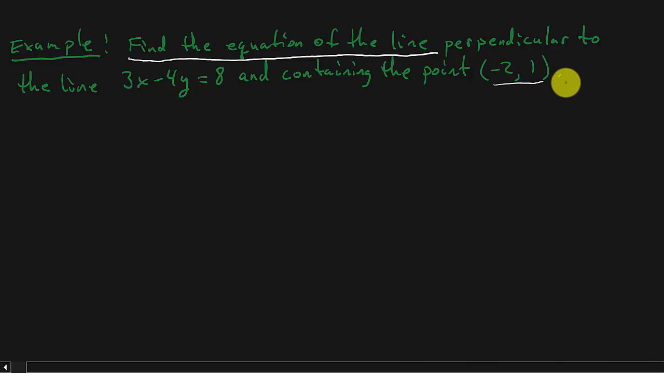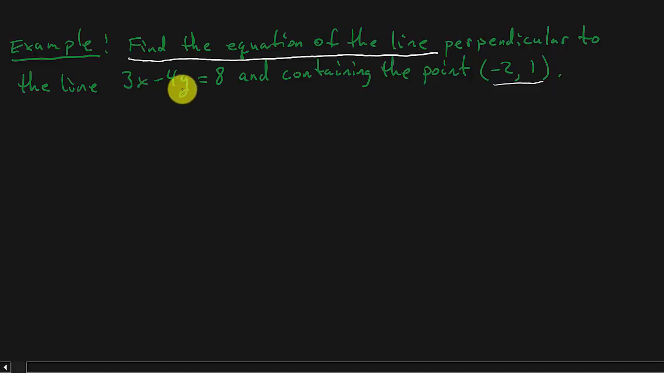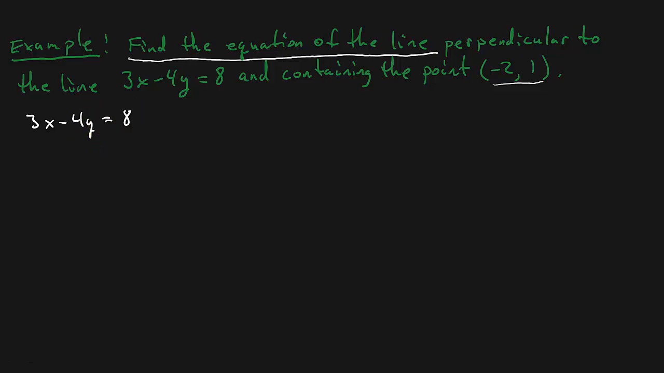Do I have the slope? Well, they don't come out and tell me the slope, but they tell us that our line is perpendicular to this one. So that means the slope of our line is the negative reciprocal of the slope of this line. So let's find the slope of this line here. So I've got 3x minus 4y equals 8. So I need to solve for y.